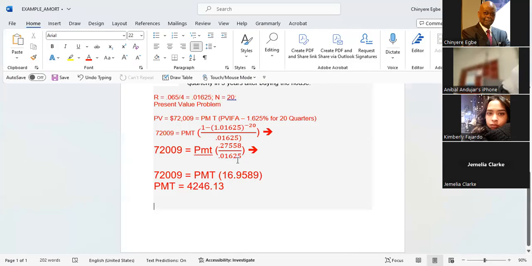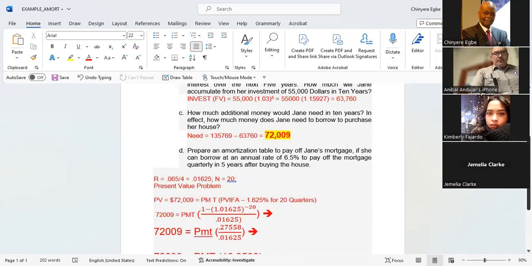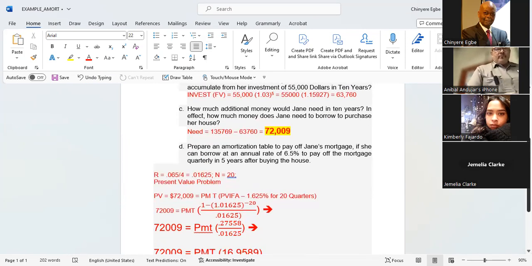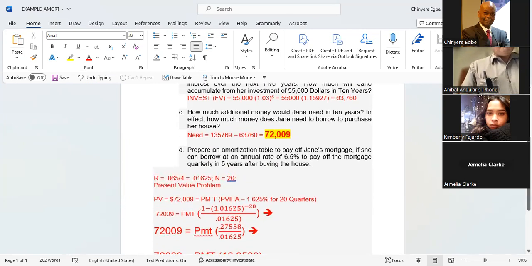So now we're going to do the amortization. I'm going to stop this share. How much would the interest on the loan be? You know what it is. The rate is 1.01625, and N is 20 quarters. The number of quarters is 20.